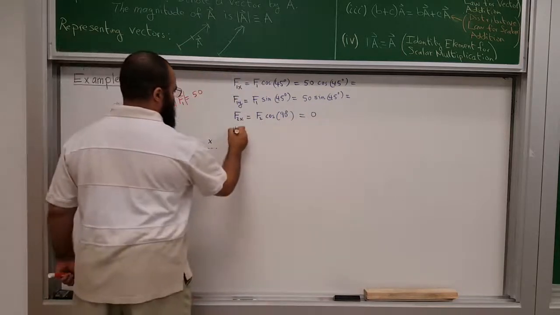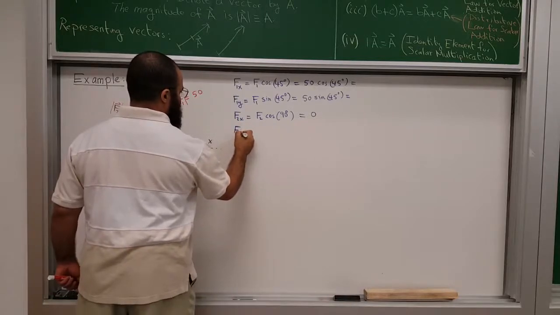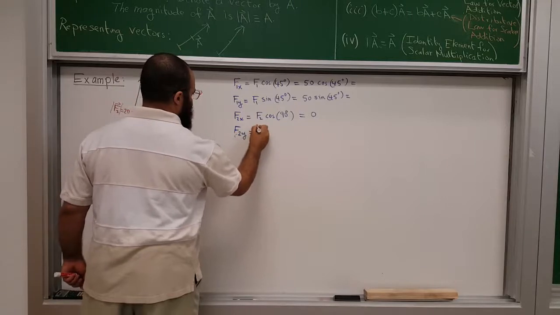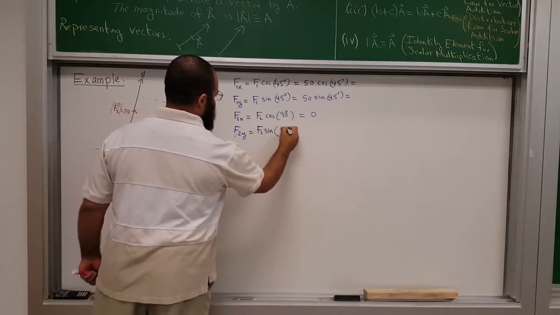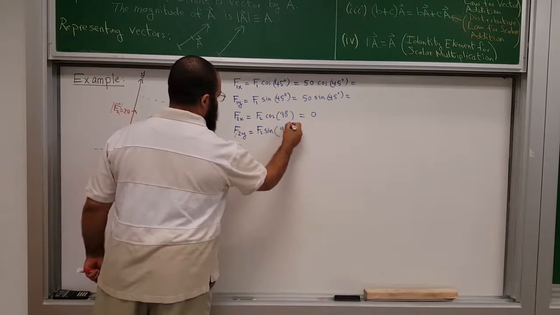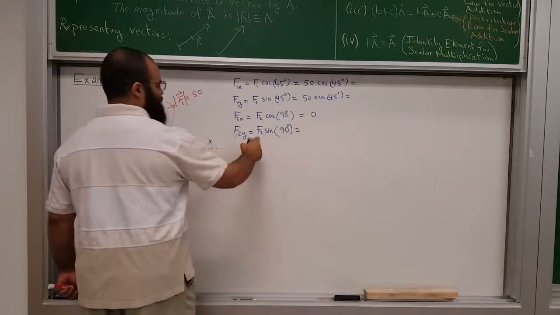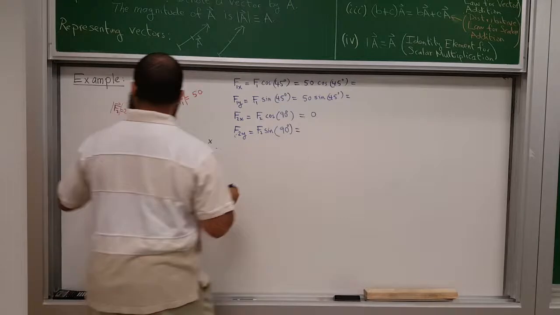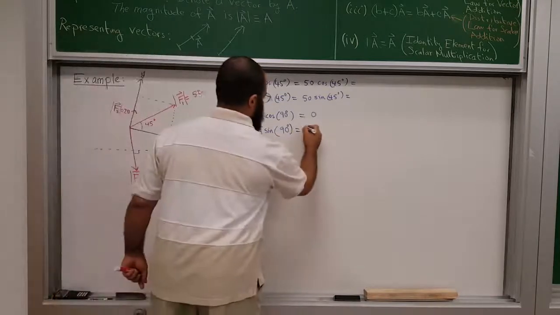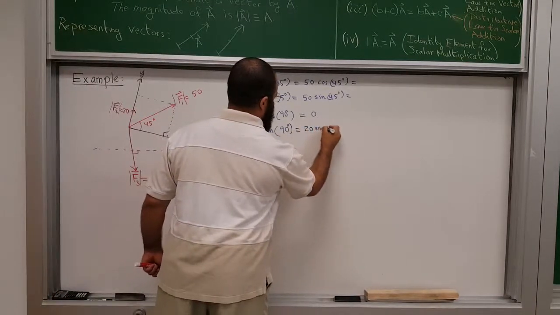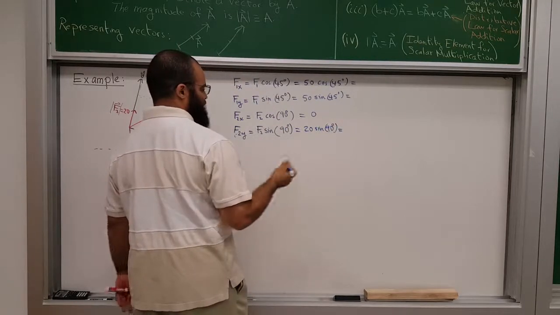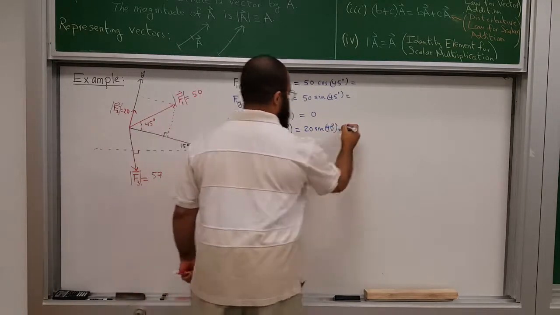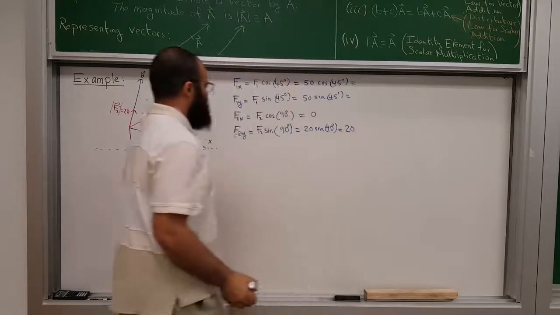And then F2y will be F2 times the sine of the angle it makes with the X-axis, which is also 90 degrees, so it will be 20 times the sine of 90 degrees, which is just 20. Sine of 90 is 1.